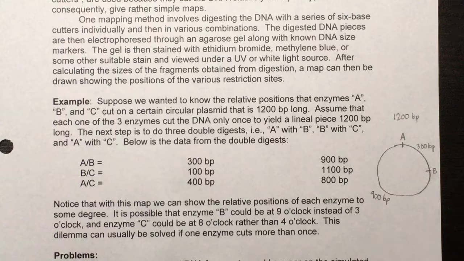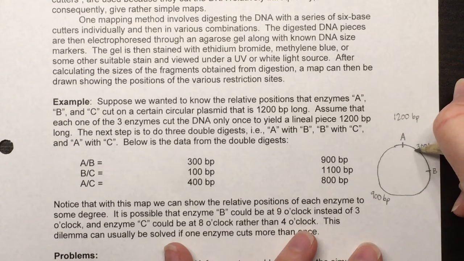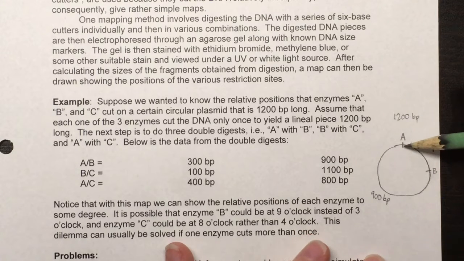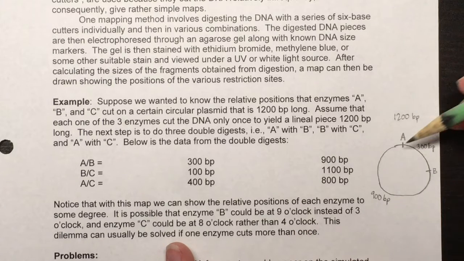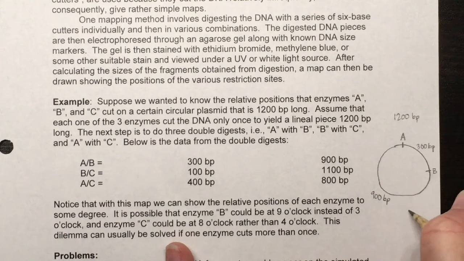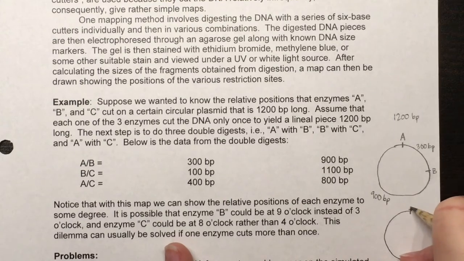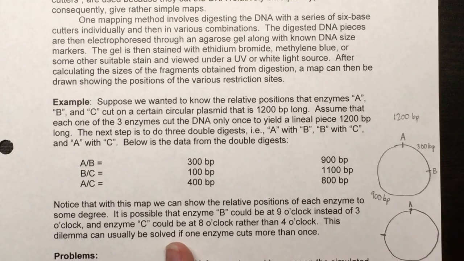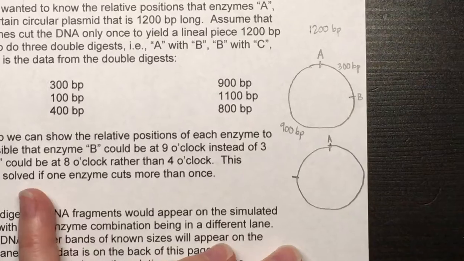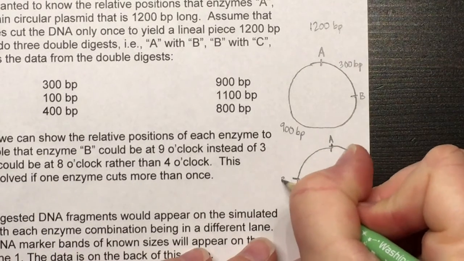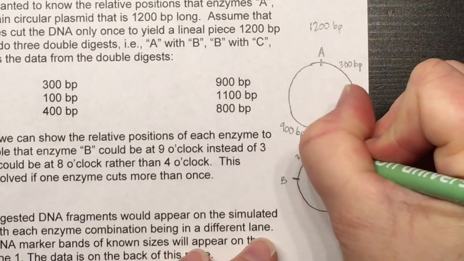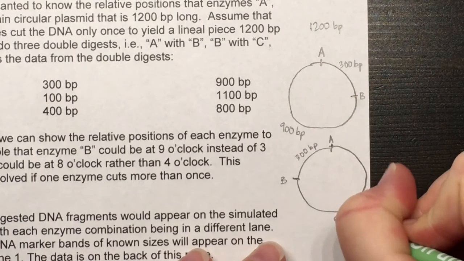Now, why is this useful? If, for example, there was a gene that we wanted to insert into this plasmid, and we wanted to know where we were inserting it, that's going to be very important to know. Notice though that you can also cut it at the 9 o'clock position. Can you see this? So if B was here, we would still end up with a 300 base pair fragment and a 900 base pair fragment.